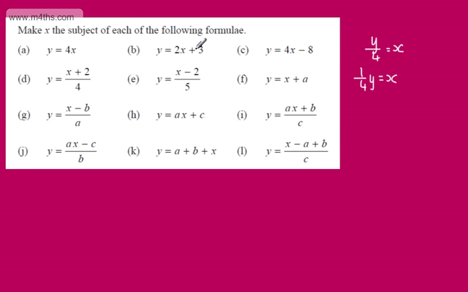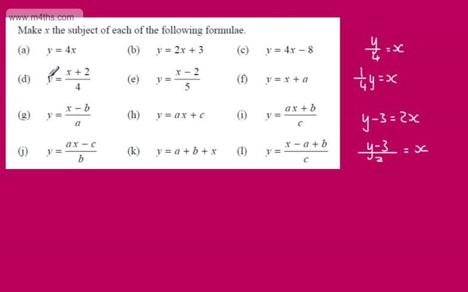If we look at the next one, I want to make x the subject, so I'm going to subtract 3 from both sides. y minus 3 is equal to 2x. I just want x, so I'm going to divide both sides by 2. And that gives me y minus 3 over 2 is x. We can see that x was multiplied by 2 and added 3, so I've done the inverse. I've subtracted 3 and divided by 2. This one, I would add 8 and divide by 4.